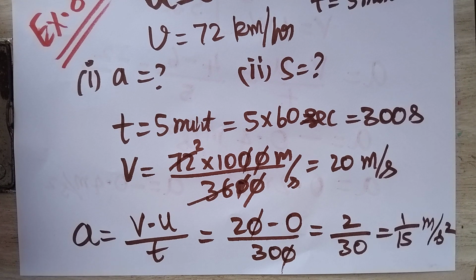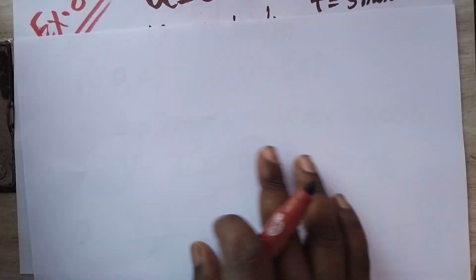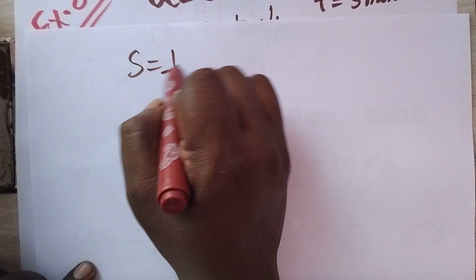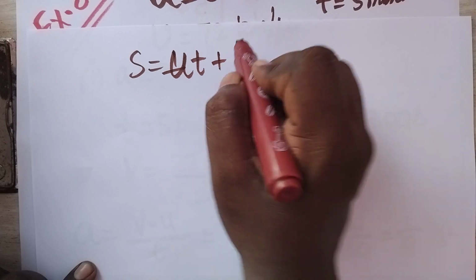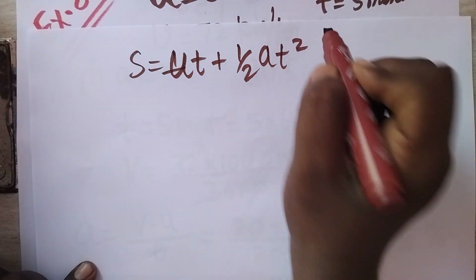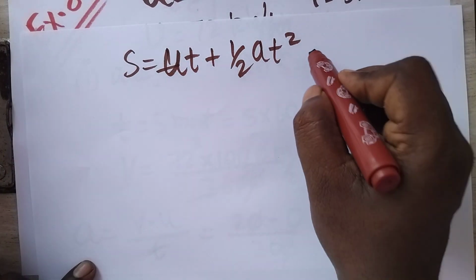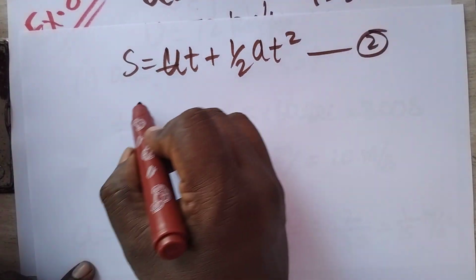Again, I am going to find the displacement. What can we take as displacement? S is equal to ut plus half at square. Whenever you want an equation of motion, you can use it. It's the second equation of motion.